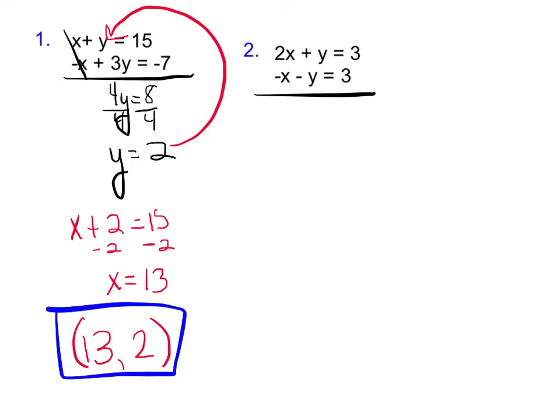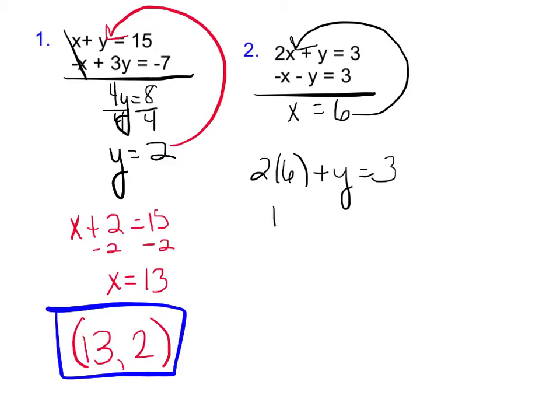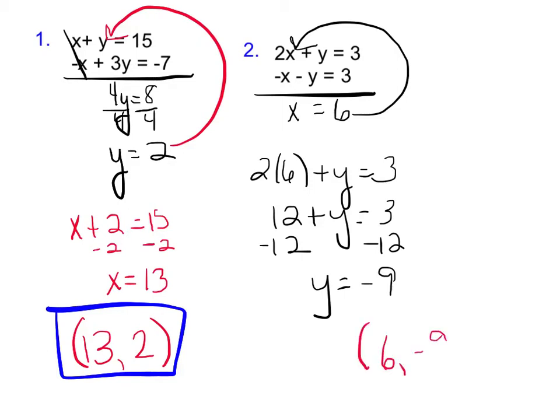2x minus 1x is x. Y's cancel. Equals 3 plus 3, 6. Done. Take that 6, pick which equation you want to plug it back into. I'm going to plug it in right there. That gives me 2 times 6 plus y equals 3. 12 plus y equals 3. Subtract 12. Y equals negative 9. Therefore, my answer is x is 6, y is negative 9, and my answer is 6, negative 9.